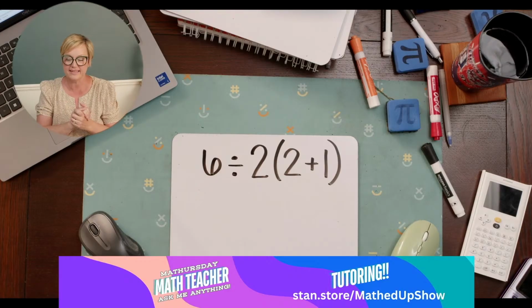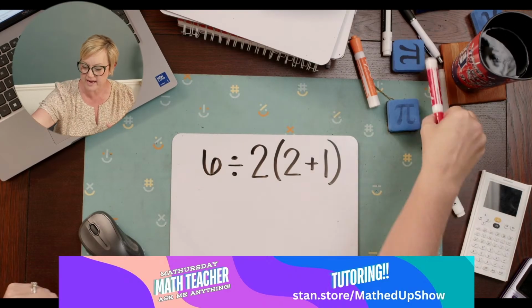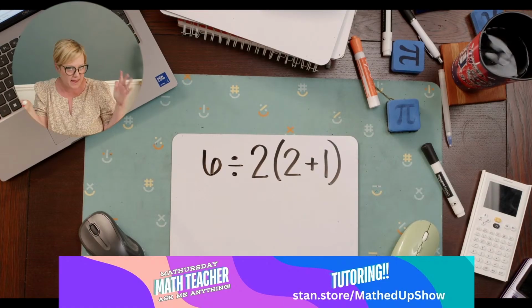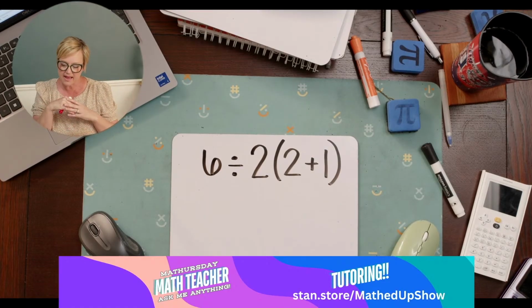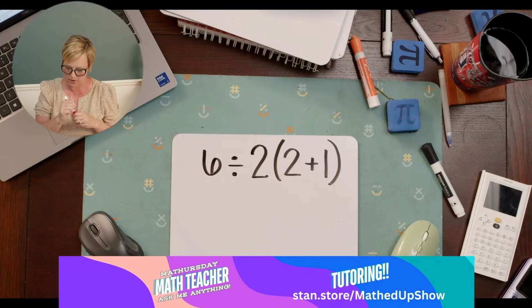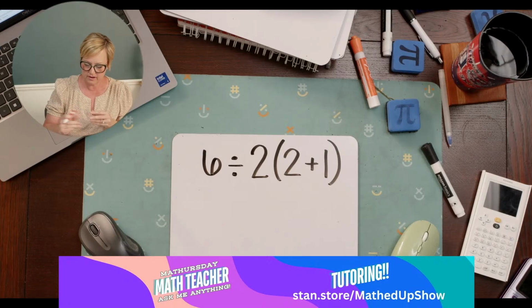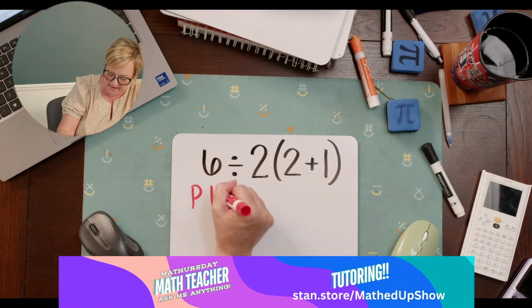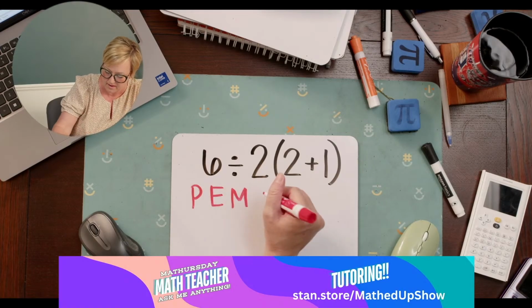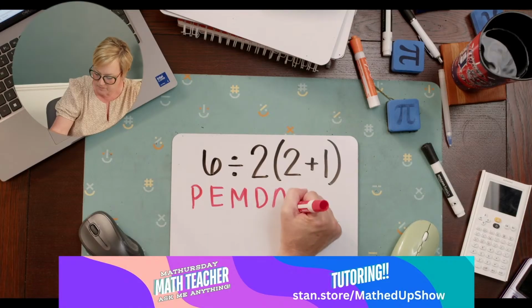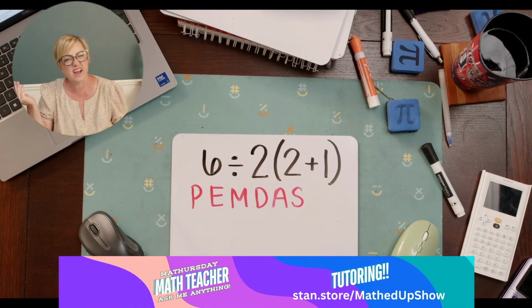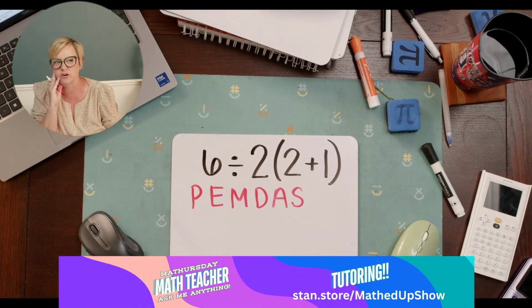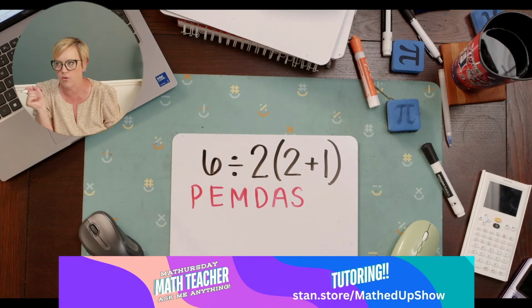Okay, but let's take a look at this. The reason why there's so much debate around this is because a lot of people learn the order of operations as PEMDAS: Please Excuse My Dear Aunt Sally. Most people in the United States will learn PEMDAS or GEMMA or something like that.